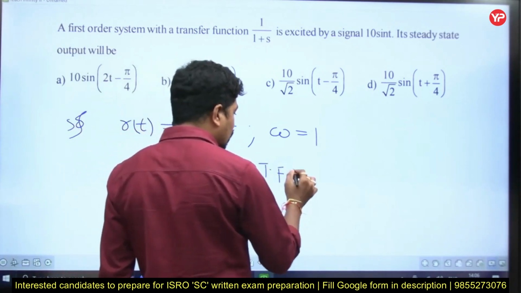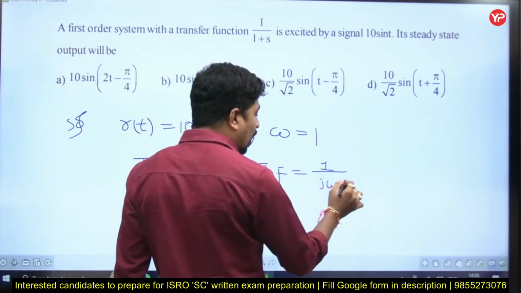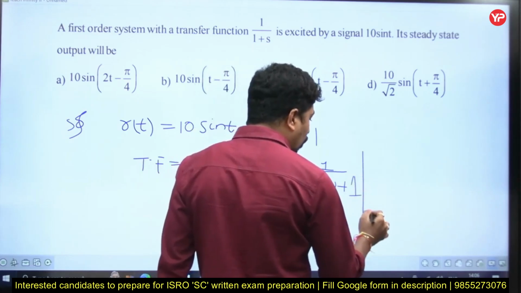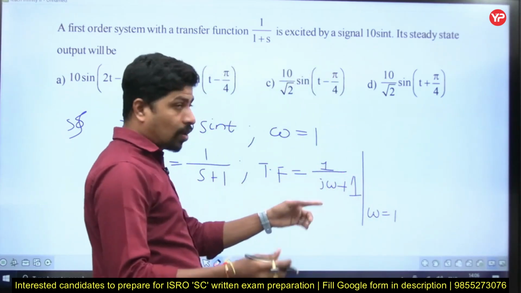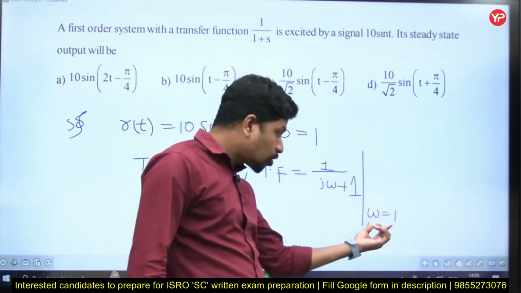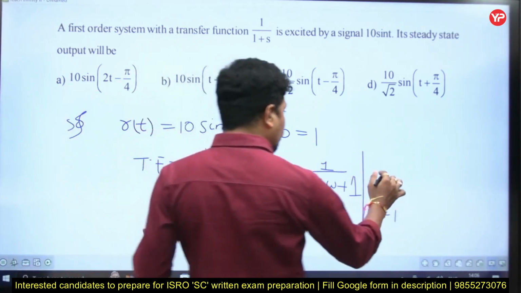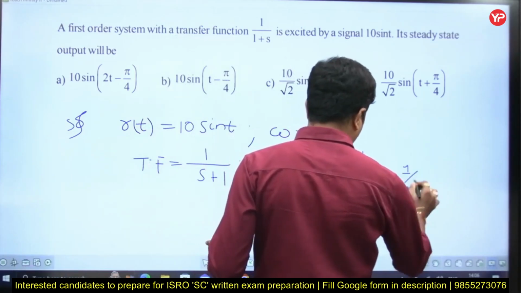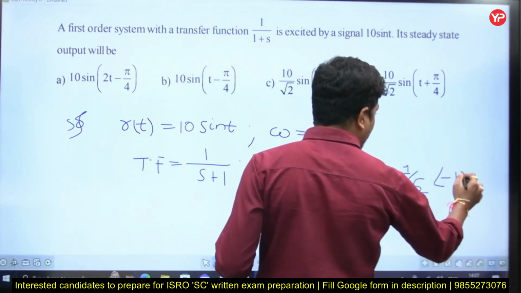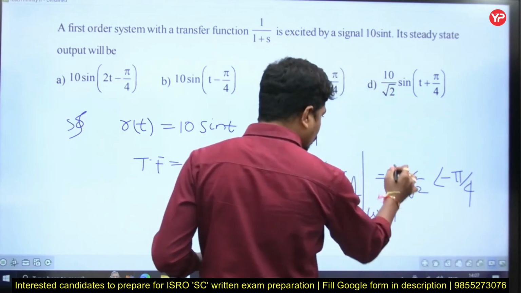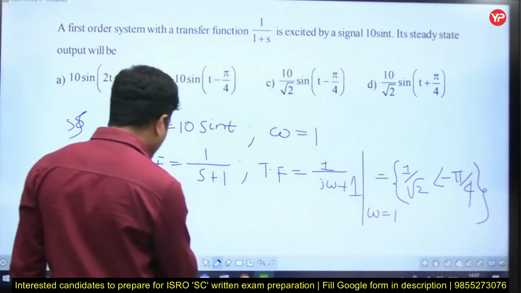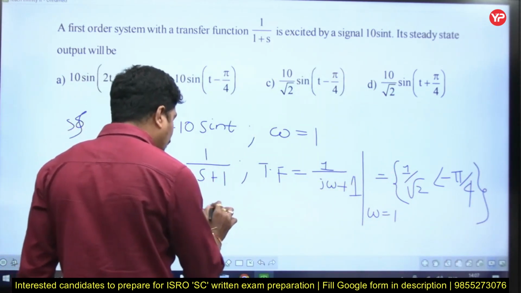If you replace S with j omega, 1 by j omega plus 1, put omega equal to 1, because my input frequency is 1, therefore output frequency is also equal to 1. System is going to operate at a frequency of omega equal to 1. So with that you are going to get magnitude of 1 by root 2 at an angle of minus pi by 4. This is the transfer function. Input is R of t equal to 10 at an angle 0.